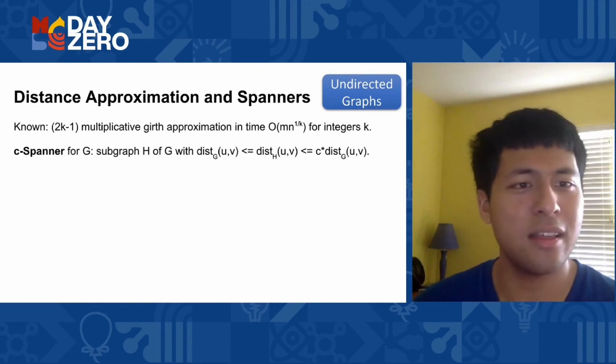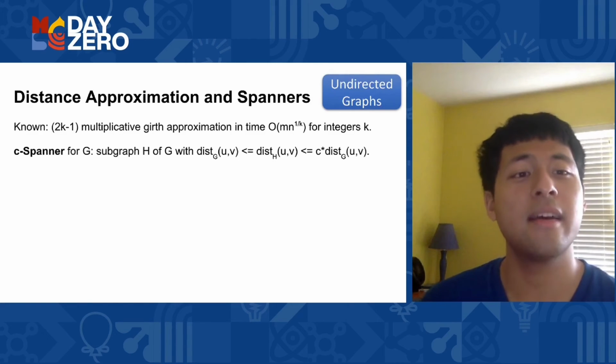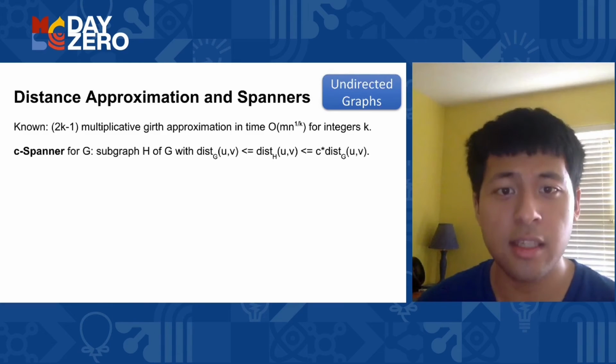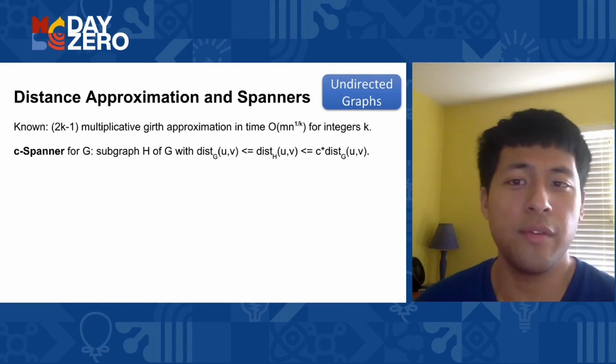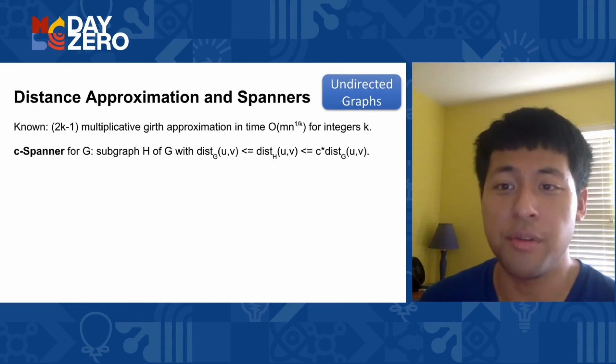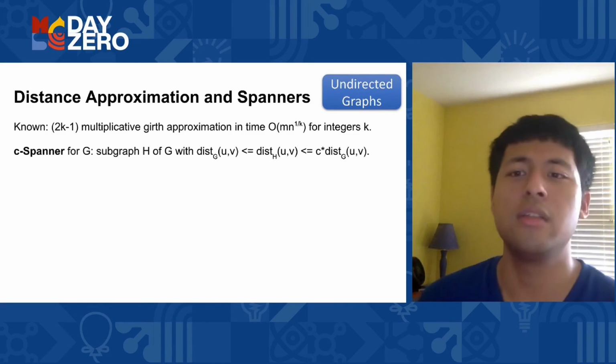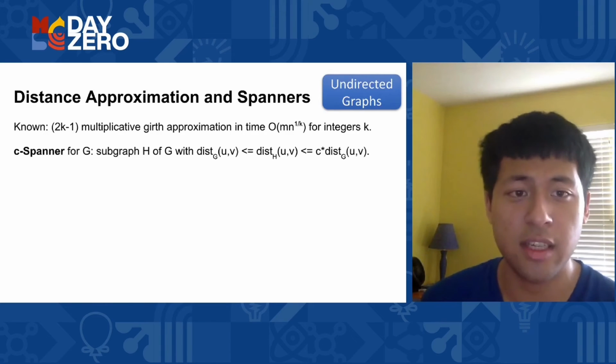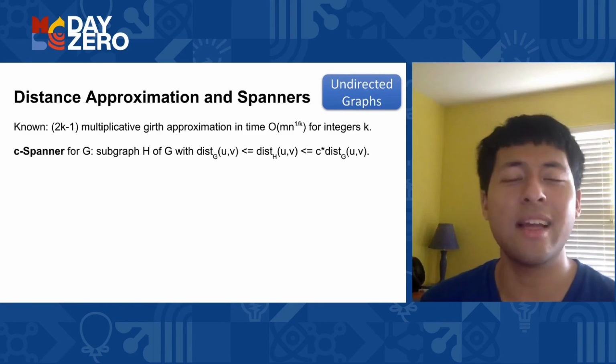An object that is often used in a lot of algorithms are spanners. A spanner for G is a subgraph H of G such that the distance in H between two vertices U and V is at most C times the distance in G between U and V. So basically, H is a subgraph, but it approximates all distances up to a factor of C, while hopefully having fewer edges.